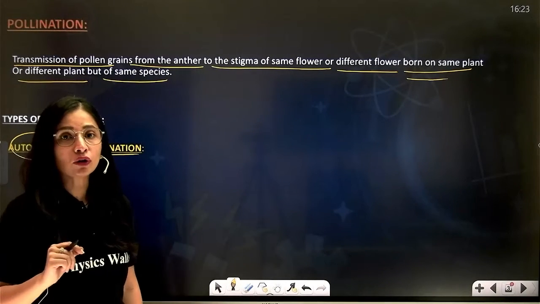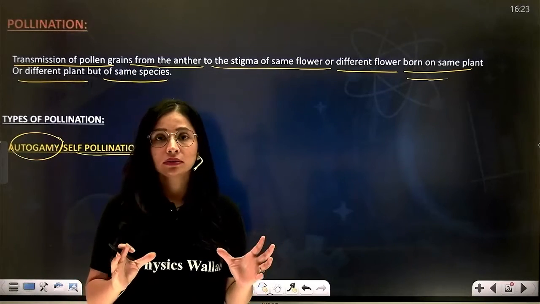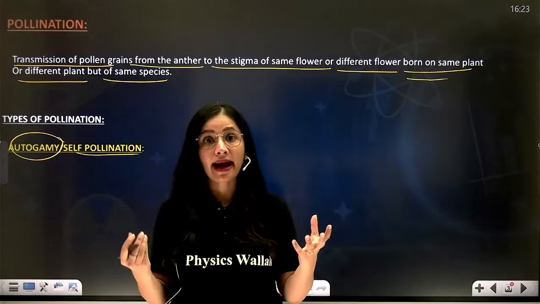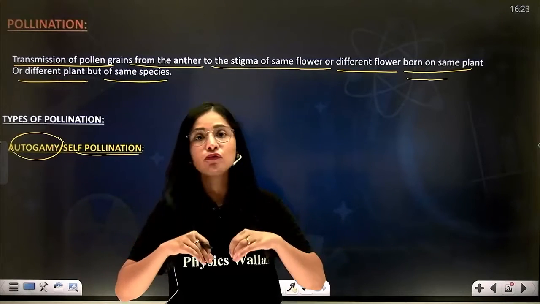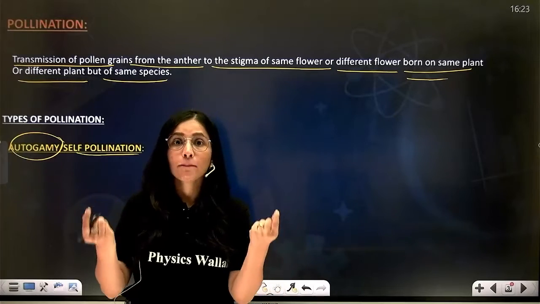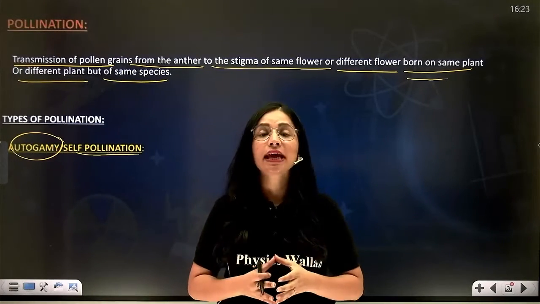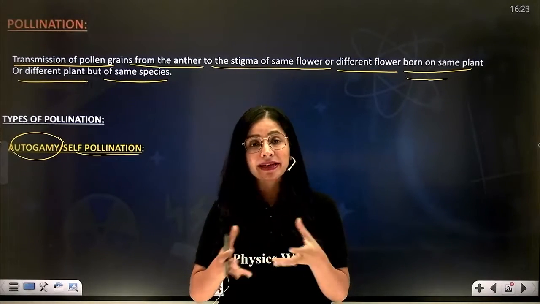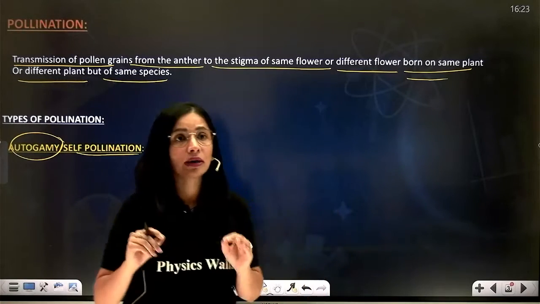Beta, auto means self. That means when both the sex organs, that is male sex organ androecium and female sex organ gynoecium, are present on the same flower, so male gamete as well as female gamete are both born on the same flower, present on the same plant body. Such pollination which takes place within the same flower is known as self-pollination.